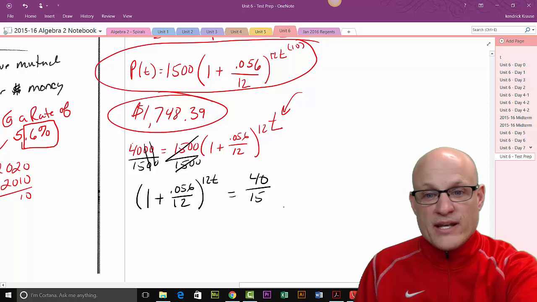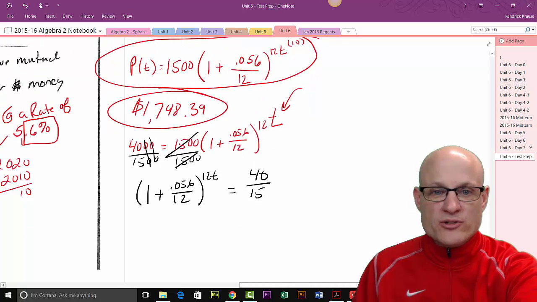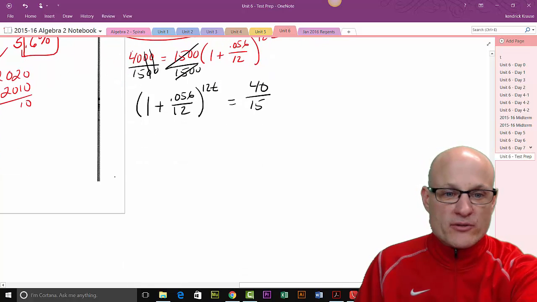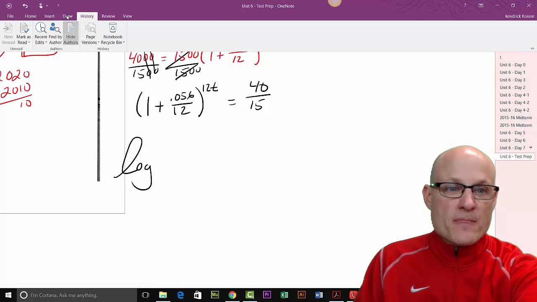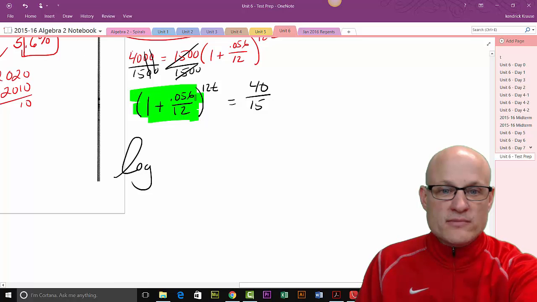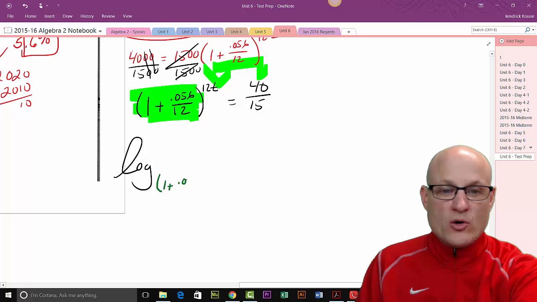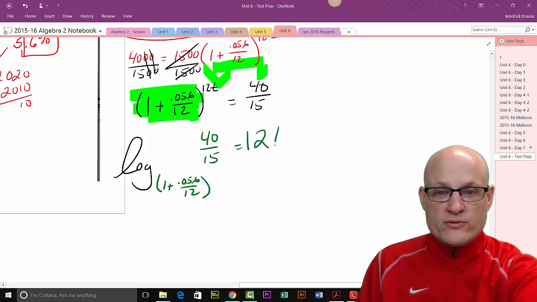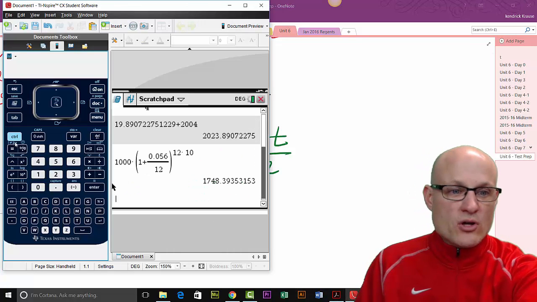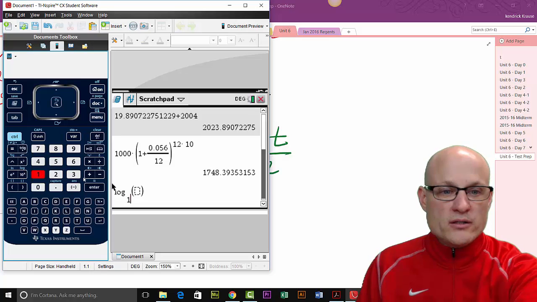Now we're going to change its form. It's in exponential. Now we're going to go logarithmic. So log. Now remember, this thing right here is the base. And then these two are going to switch. So log of 1 plus 0.056 over 12 of 40 over 15 is equal to 12t. Divide by 12, divide by 12. So log of 1 plus 0.056 divided by 12, of 40 divided by 15.